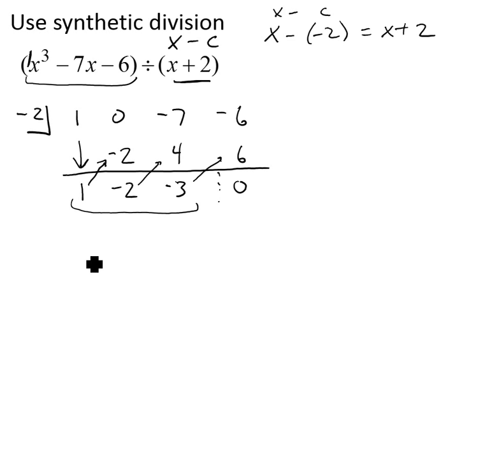So we'd have 1x squared minus 2x, we just count down by 1, minus 3, that's our constant term. So that is our solution, or our quotient. Because the remainder is 0, we didn't have to do anything additional.